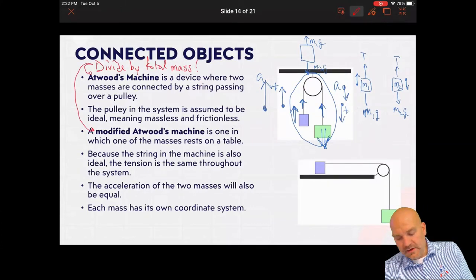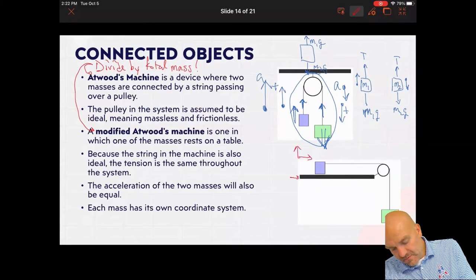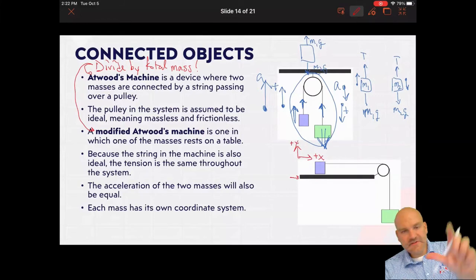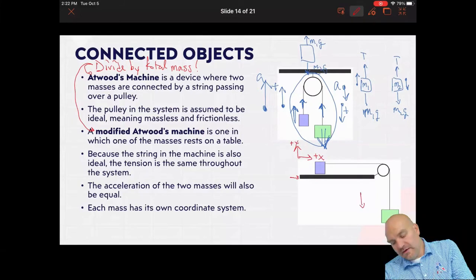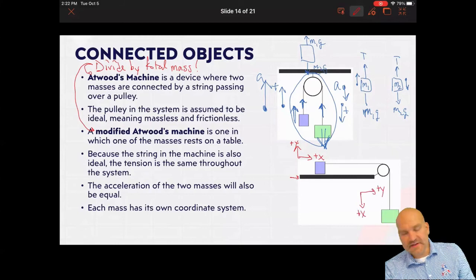Now here's what a modified Atwood machine looks like. Again, this will be a table, with one mass hanging off. Each one will have their own coordinate system, and again, we'll choose positive in the direction of motion. But what happens is now I have to follow this through the incline and the pulley, and that actually causes my positive X to be pointed down.